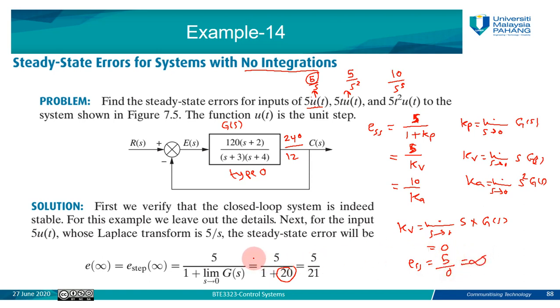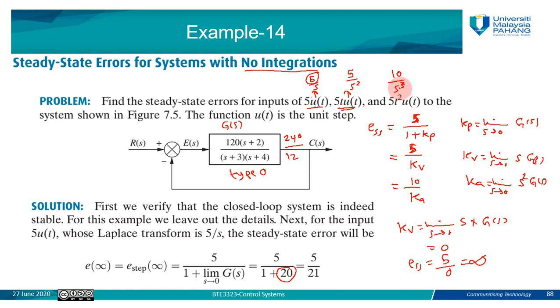Okay, so for the second input, which is 5tu(t), the steady state error of the system will be equal to infinity. The same case applies for the third input, which is 5t²u(t). So the Laplace transform is 10 over s cubed.